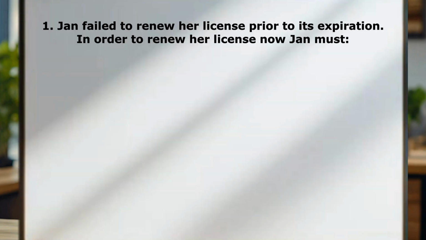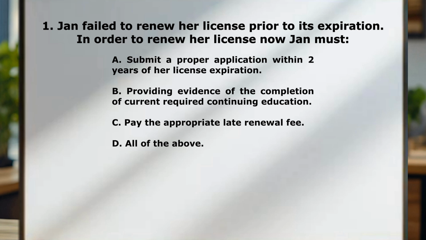And finally, we're on to the last section. Question number 1. Jan failed to renew her license prior to its expiration. In order to renew her license now, Jan must A. Submit a proper application within 2 years of her license expiration. B. Provide evidence of the completion of current required continuing education. C. Pay the appropriate late renewal fee. D. All of the above.